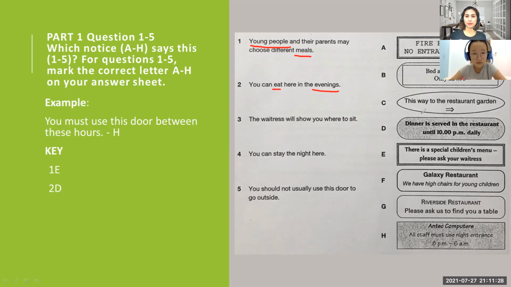Please read. The waitress will show you where to sit. Okay. What are the keywords? Tell me first the keywords in number three. What are the most important words? Show you where to sit. Okay, show you where to sit. And who will show you where to sit?